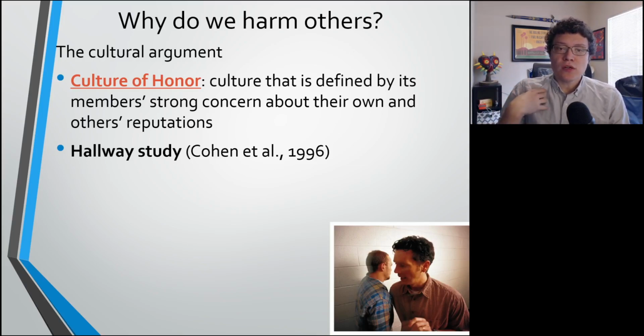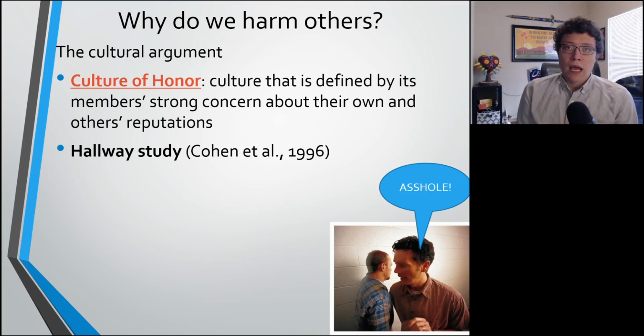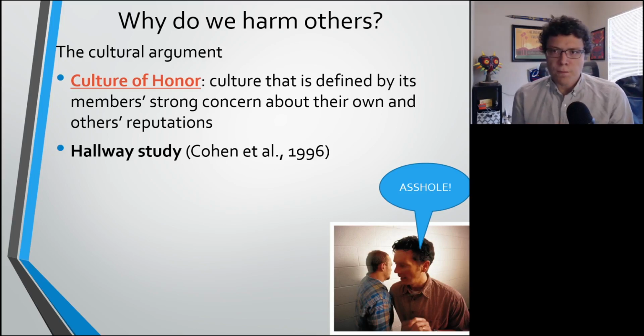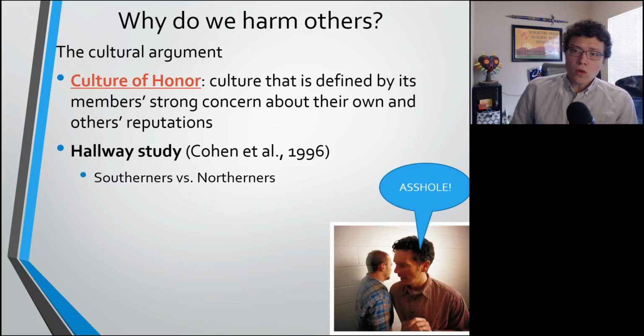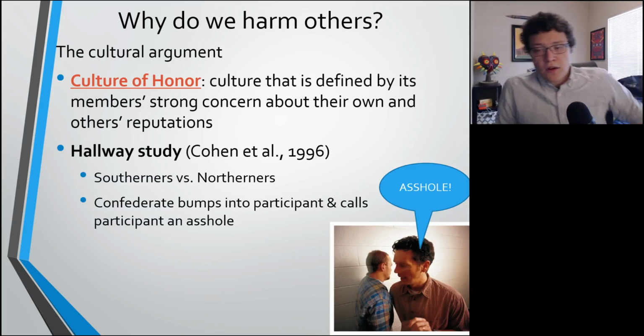And what they did was they took a Confederate who walked by this person and bumped shoulders with them and called this person an asshole. So imagine that you're finishing up your study, you're walking down a narrow hallway, somebody bumps you in the shoulder, and goes, "Watch out, watch where you're going, asshole," and then continues down. So they looked at Southerners versus Northerners. A Confederate bumps into the participant, calls the participant an asshole.